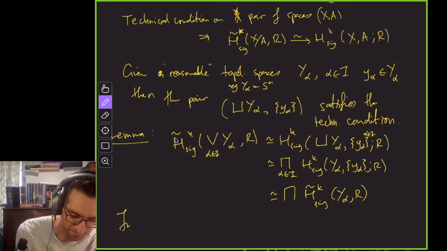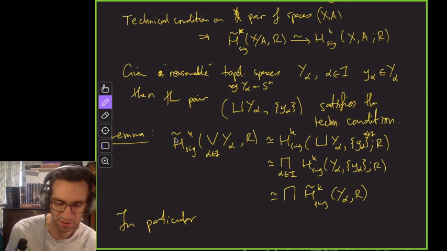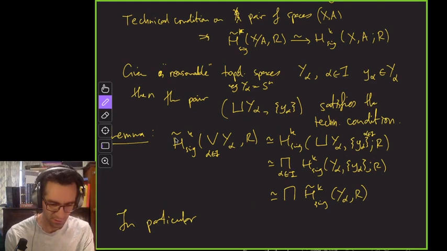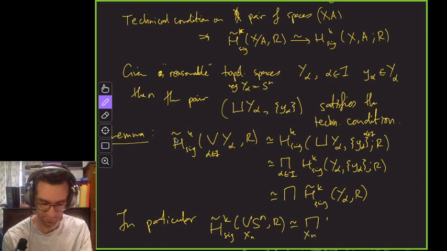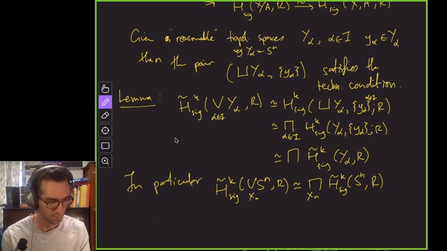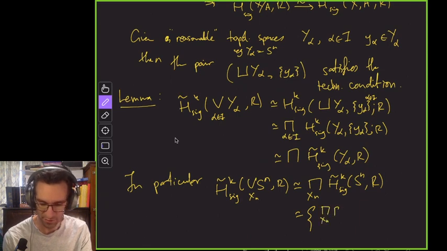So, in particular, all right, let's apply this to the big wedge sum of spheres that we had. The reduced cohomology of the giant wedge sum indexed by X_n is isomorphic to the product indexed by X_n of the singular cohomology of a single sphere, which we happen to have calculated. So it's a product of X_n many copies of R, for k equal to n and zero otherwise.